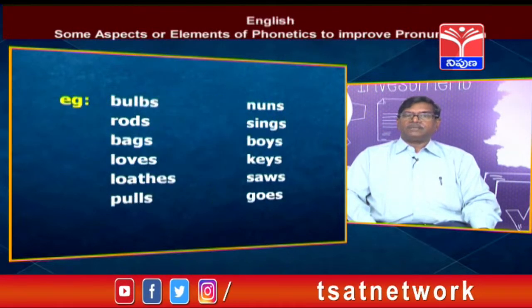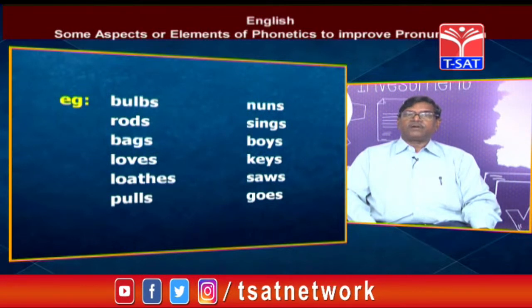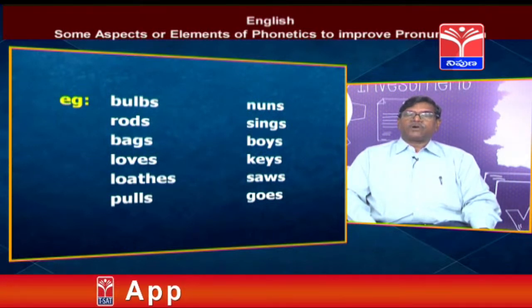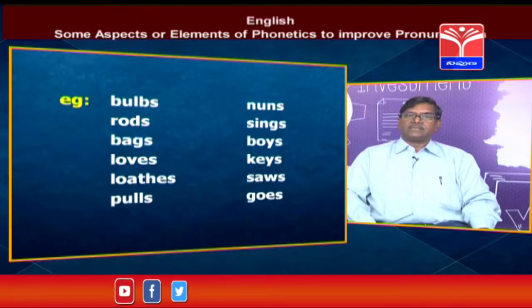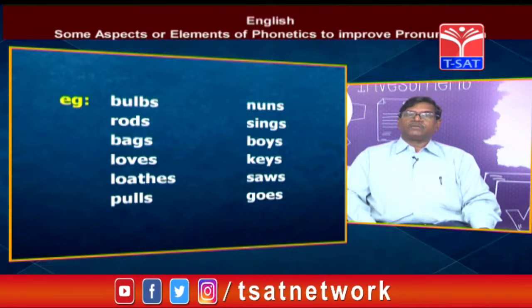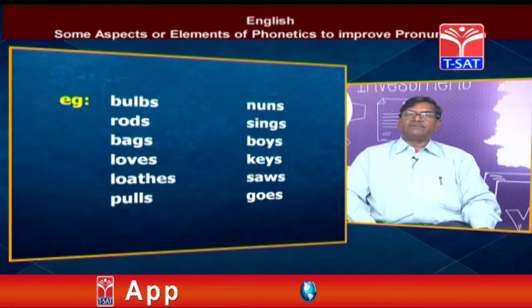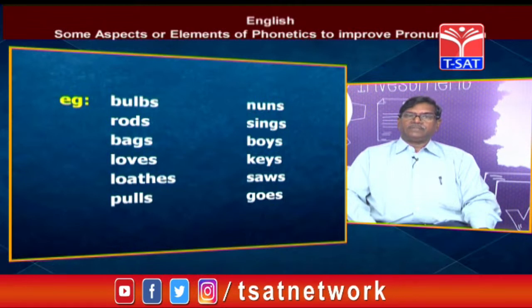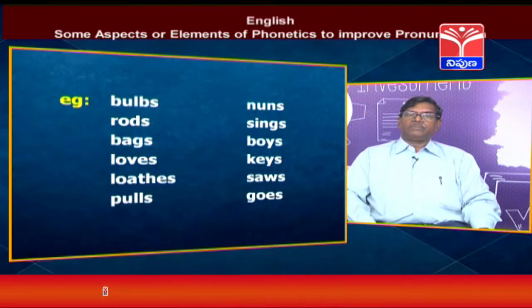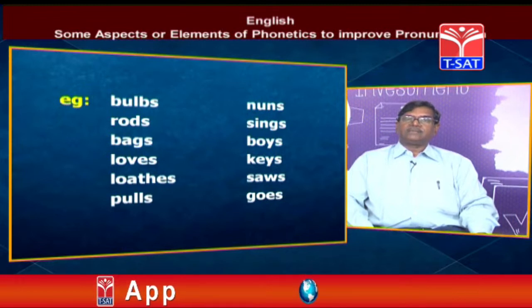For instance, bulb, bulbs, not bulbs with an s sound. Rod, it is ending with d. It is a voiced consonant sound other than z, zh, j. Rod, so, rods. Bag, it is ending with the sound g. It is a voiced sound. Bags, not bags with an s sound. Love, loves. Loathe, loathes. Pull, pulls. None, nuns.